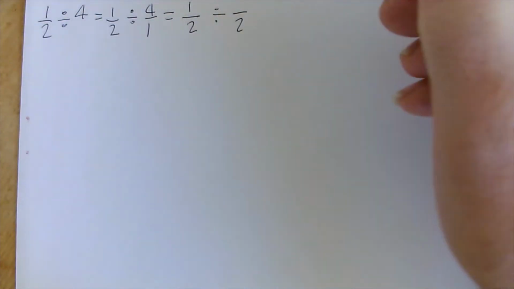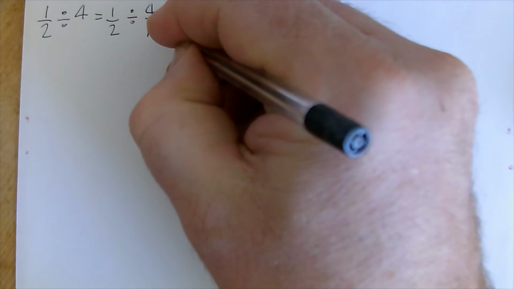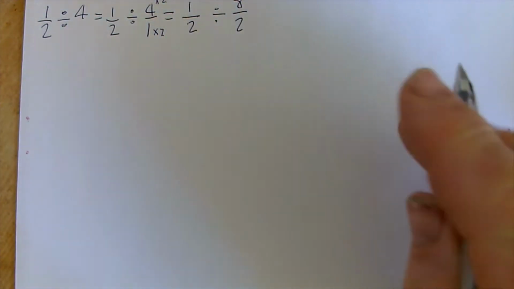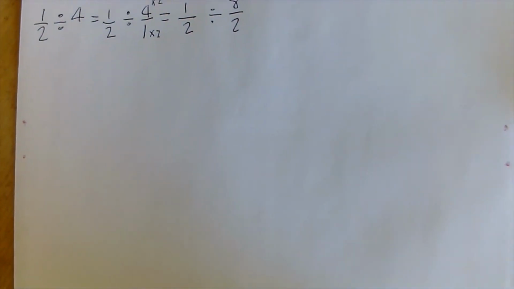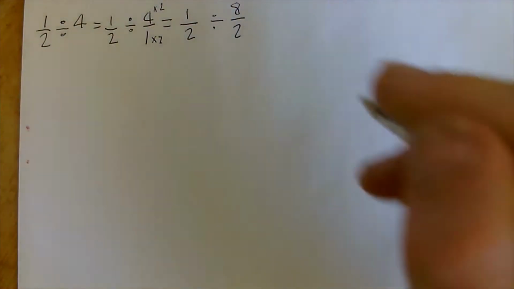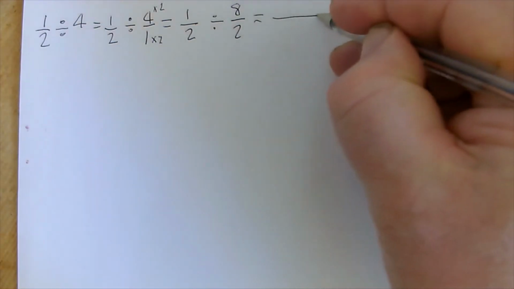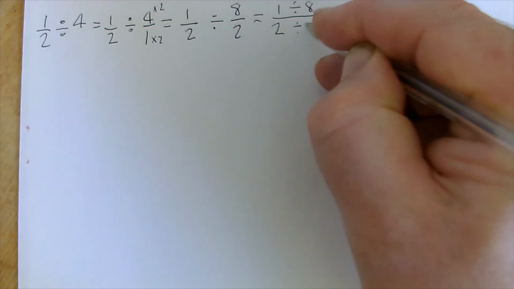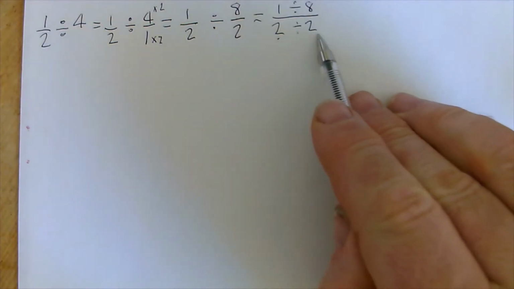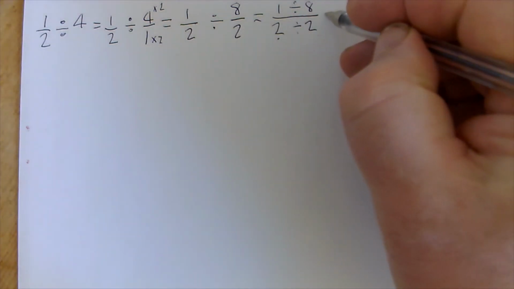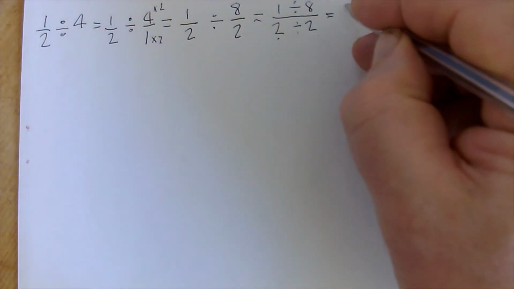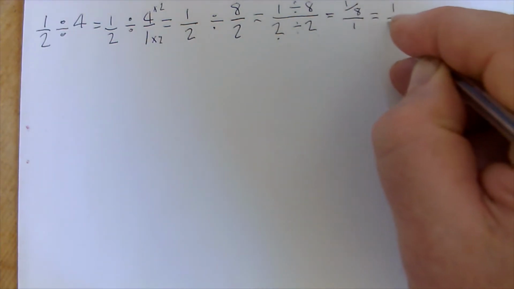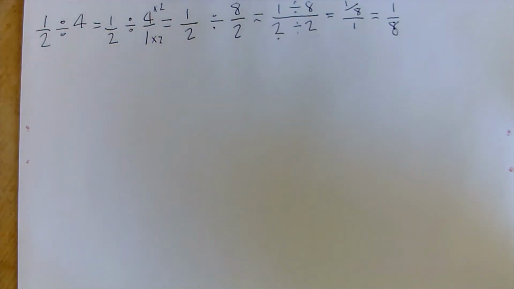So both fractions will have a denominator of 2. The first fraction stays as a half. The second fraction, we multiply both numbers by 2 and we get 8 over 2. Now all I've got to do is divide the top numbers together to get the numerator and the bottom numbers to get the denominator. In this method, the bottom numbers always divide to give 1. So you're going to get 1 over 8 divided by 1, which is just 1/8. And that is your final answer.